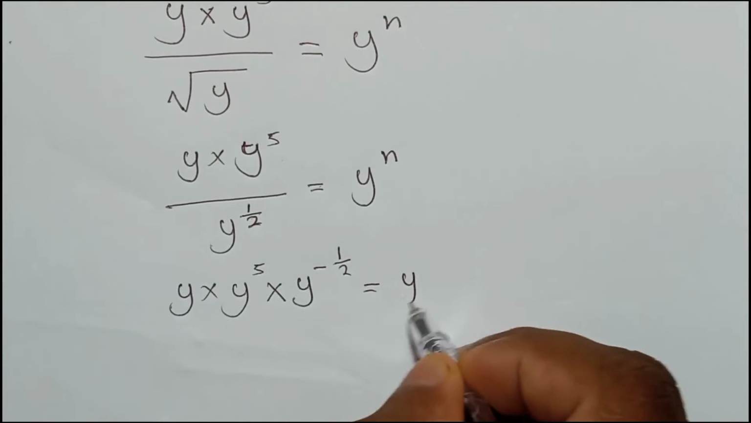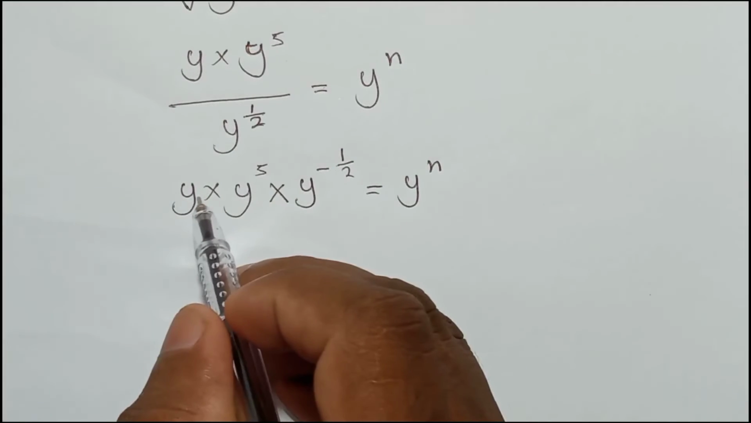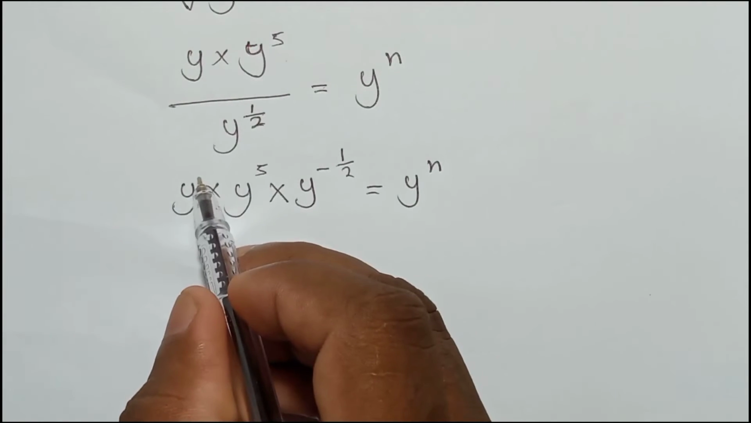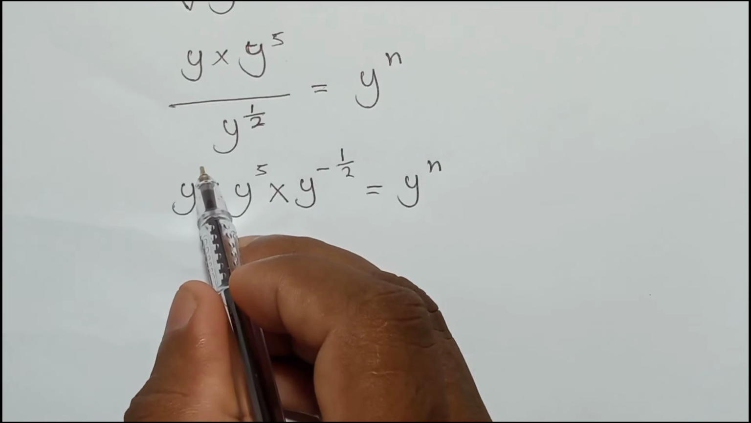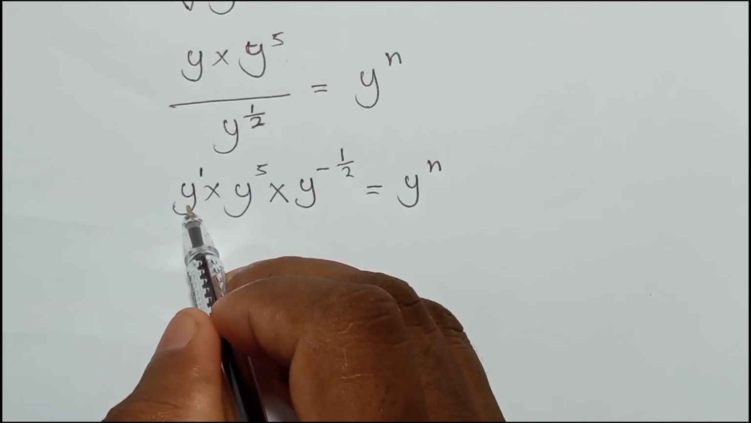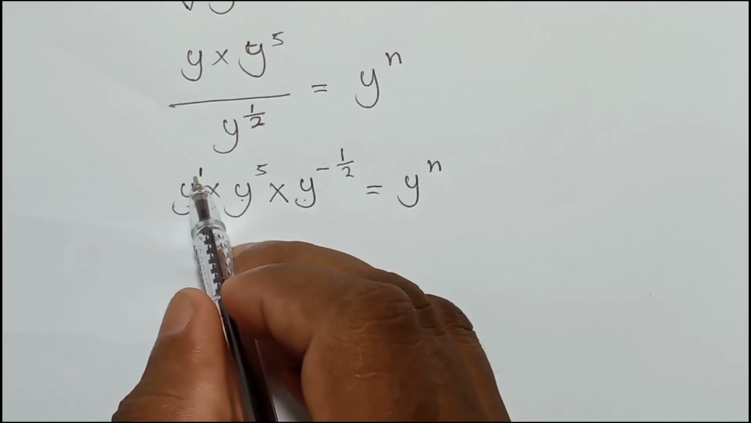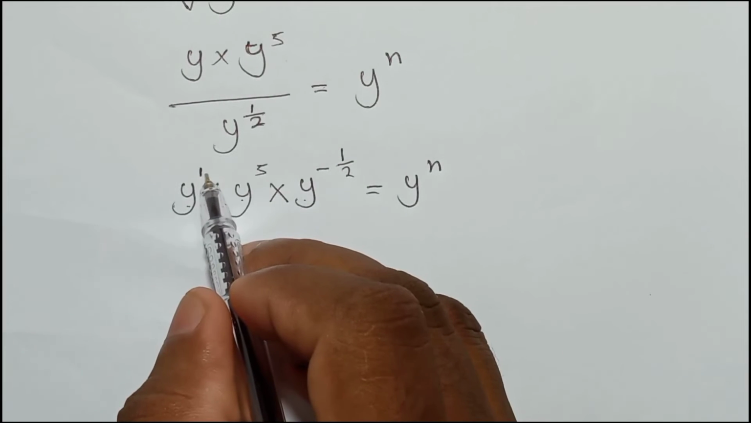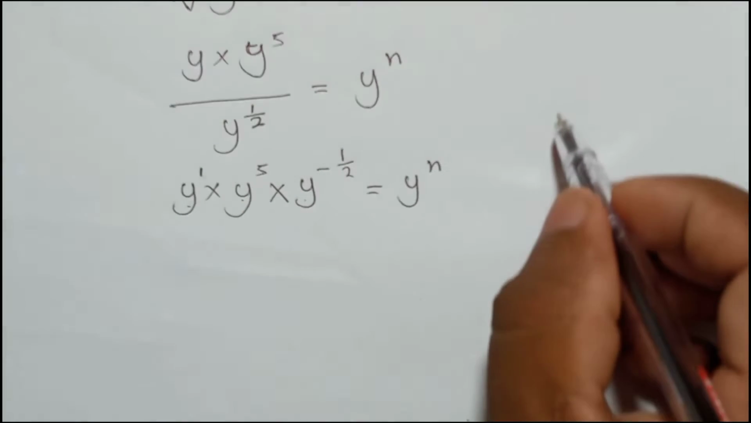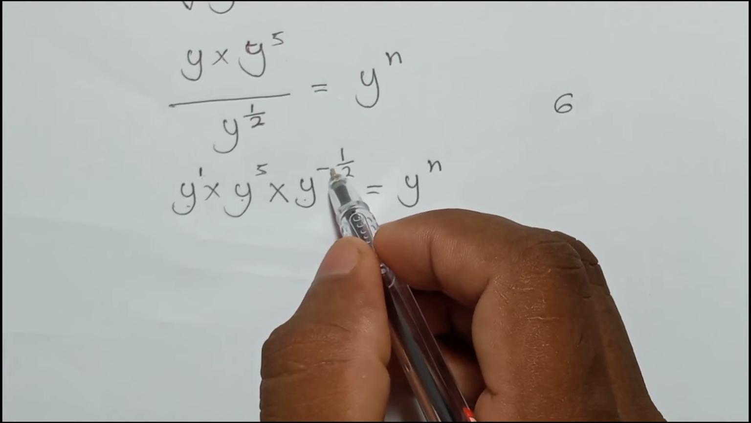Then here we have y to the power n. Now how to do it, right? Here it is very simple. We need to use the indices rule we learned first. Now there's no power here, that means you can think it has 1. We have learned, if you have the same base, here y and here also y, same base and multiplication, you need to add these indices together. Now you should add 1 plus 5 plus negative half. 1 plus 5, 6, right? Very simple. But 6 plus negative half, what will happen here?